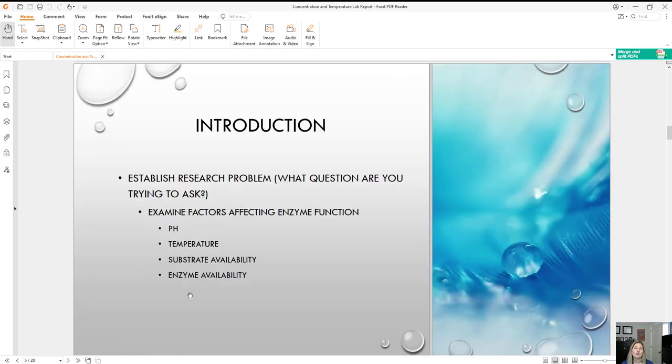Moving into the introduction. The introduction establishes the research problem. What question are we trying to ask? Basically we're trying to figure out the factors that affect enzyme function in that potato enzyme. There are 4 factors we looked at: the pH, the temperature, the substrate availability, and the enzyme availability. That's our research problem. How does pH affect the potato enzyme's activity? How do changes in temperature affect the potato enzyme's activity? We're trying to establish the research problems, so make sure you include the variables that we are looking at.